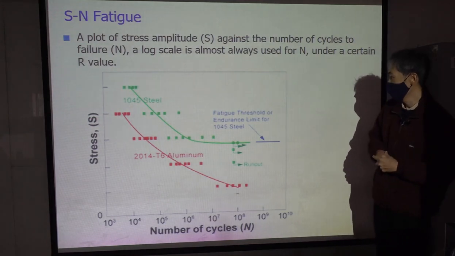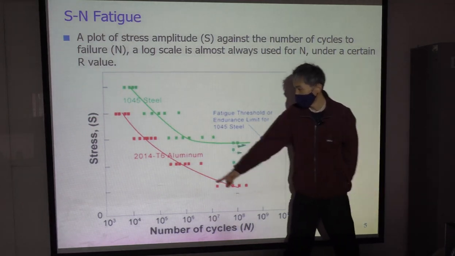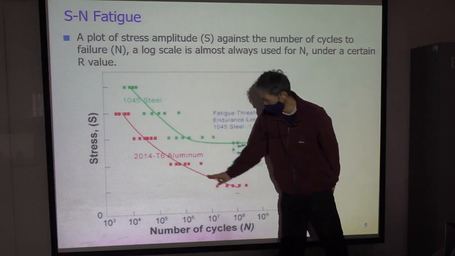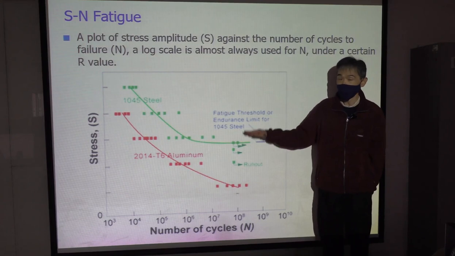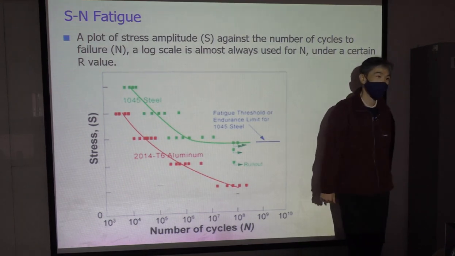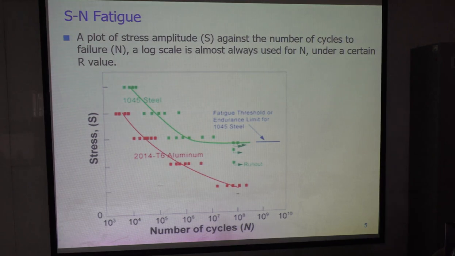Okay? Do you follow me? Pretty good. So we have the aluminum material. The stress-cycle relation follows its own curve. Different materials have different S-N curves. So they are useful for designers to design their product. Okay.